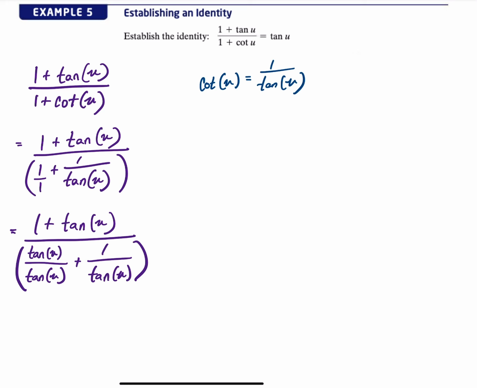So let's combine those together. I'll start working out to the right here. So I have 1 plus tangent of u in the numerator. And then in the denominator, we'll have tangent of u plus 1 over the tangent of u.